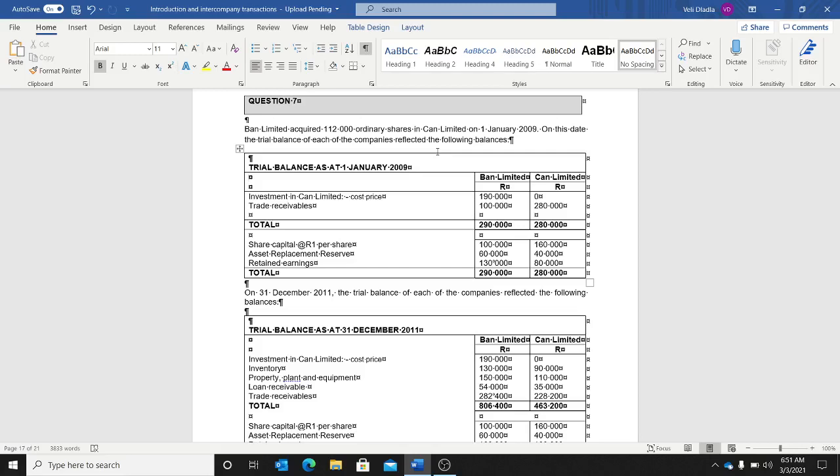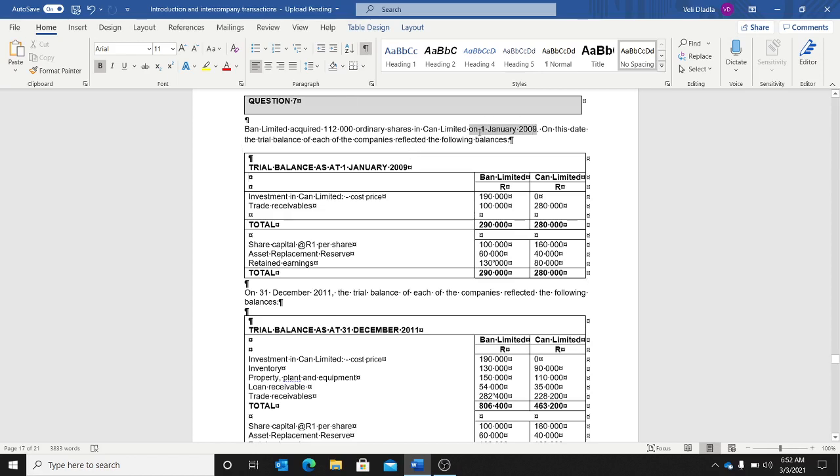Welcome back, students. In this exercise, I'm going to explain to you what we call intercompany transactions. Okay, I will get to it and I will explain to you how we deal with them. Okay, now let's start from the beginning.